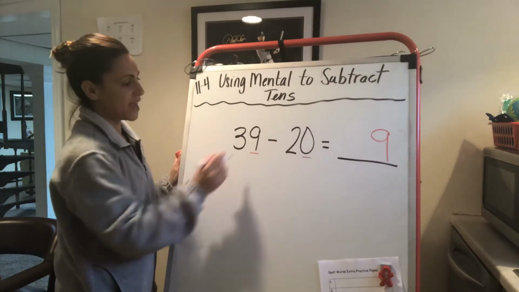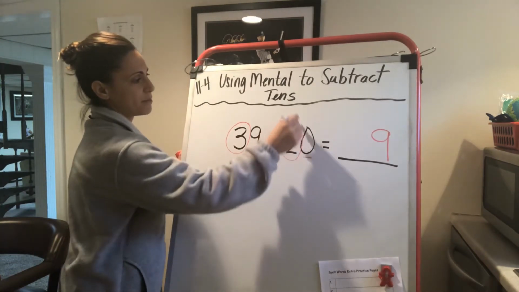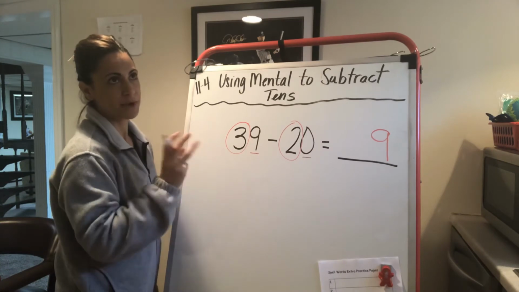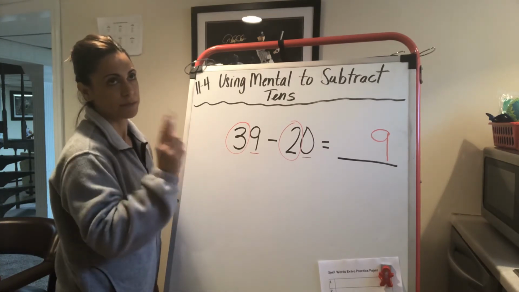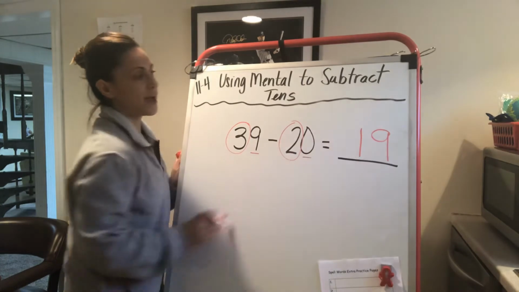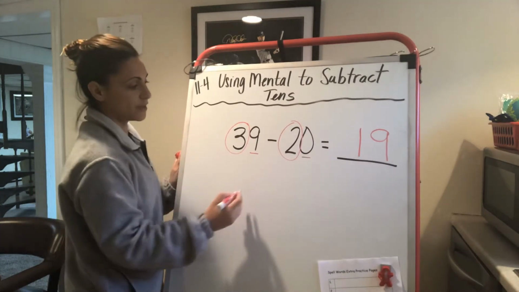Now let's look at our groups of 10. 3 groups of 10 minus 2 groups of 10. 3, take away 2 is 1. I get 19. Let's draw the picture to check.